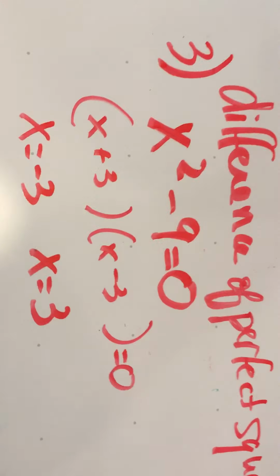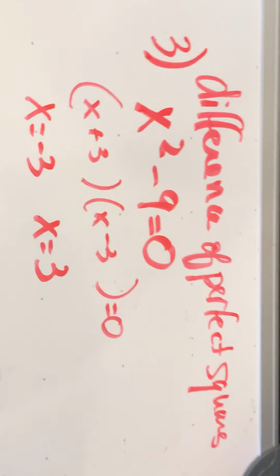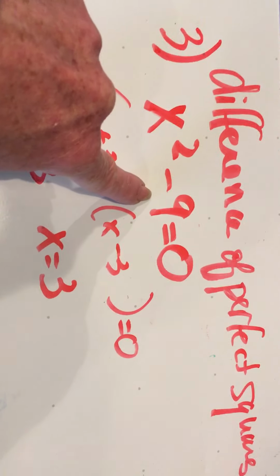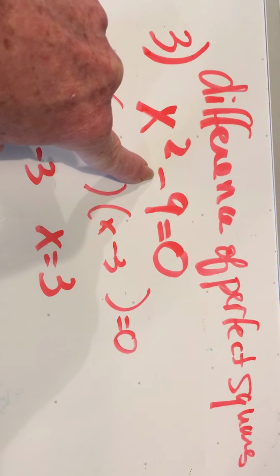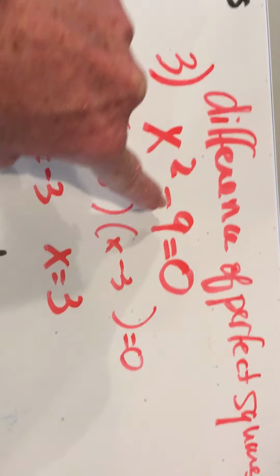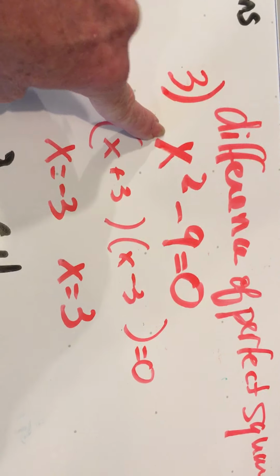Next one's called the difference of perfect squares. The big thing about difference of perfect squares is there's only 2 terms. And it's got to be subtraction, which is what difference means, and they're both perfect squares. X times x gives me x squared.